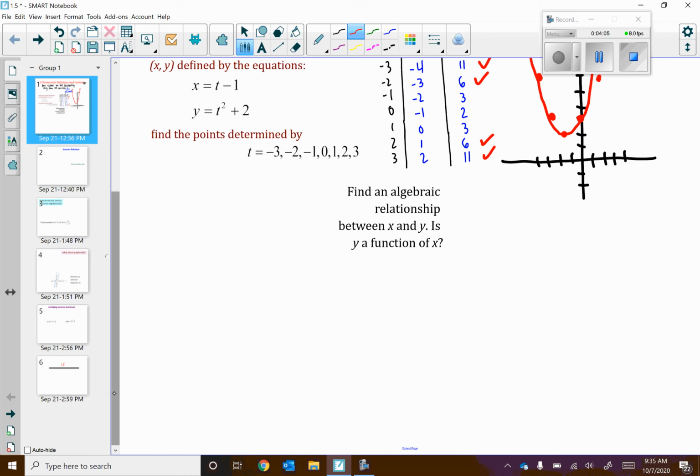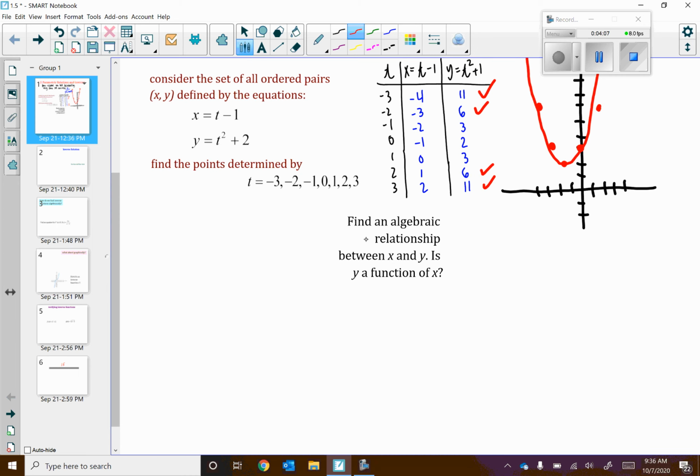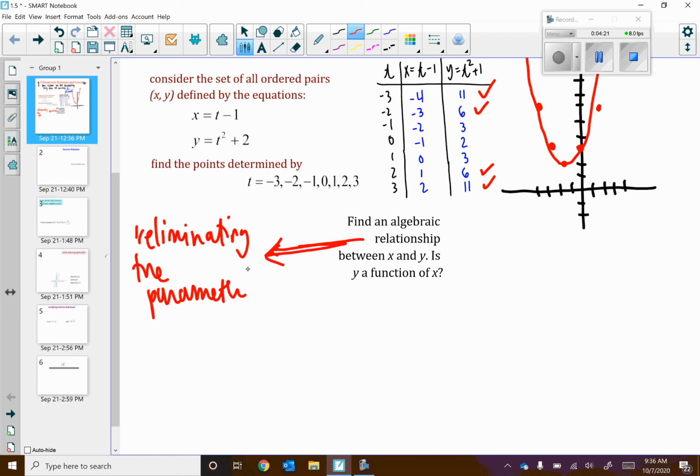So then it says, find an algebraic relationship between x and y. Is y a function of x? To find an algebraic relationship between just x and y, we are doing something called eliminating the parameter, which really just means getting rid of t. So one way to do this is to solve for t.